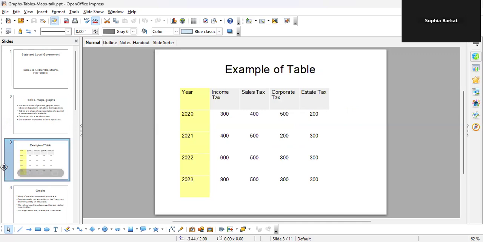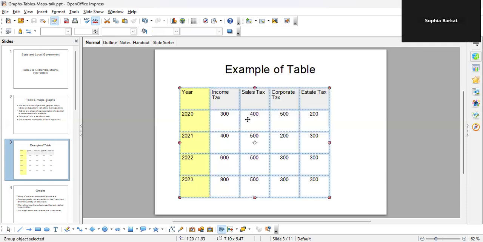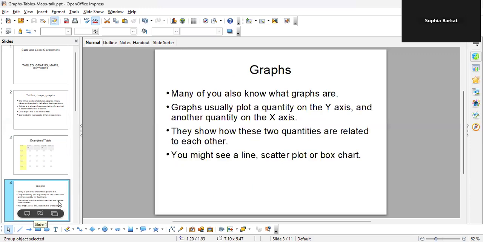So what you do, you want to understand what the value of the income tax was in year 2020. It's where the row and the column intersect, right? If I want to know the sales tax for the year 2020, I go for the intersection. So this is 400. If I want to know what the corporate tax is for 2020, I go for the intersection, right? Likewise, if I want to know what the estate tax was in 2021, it's the intersection. So this is how we use the tables.